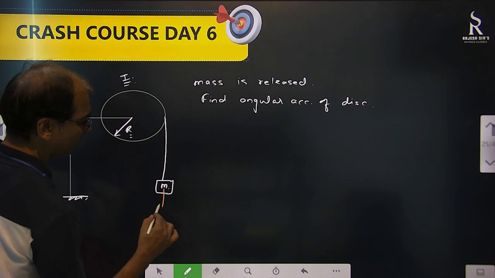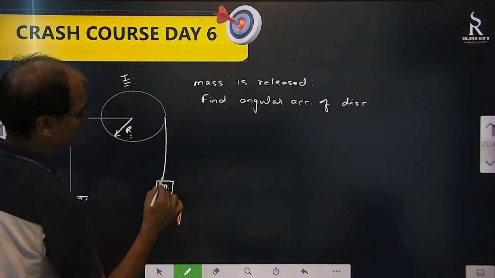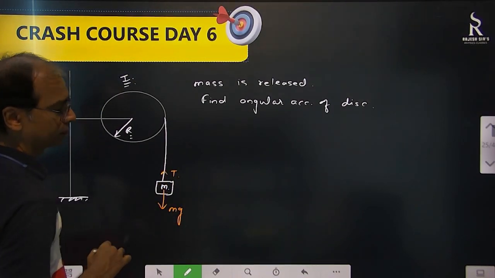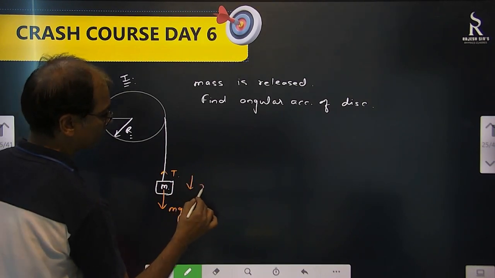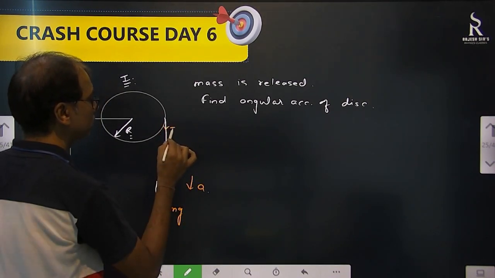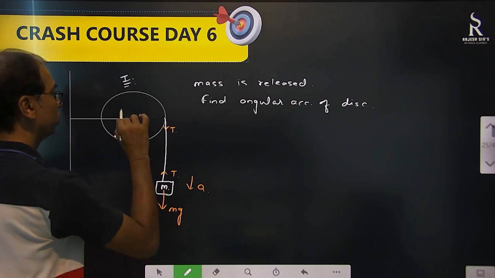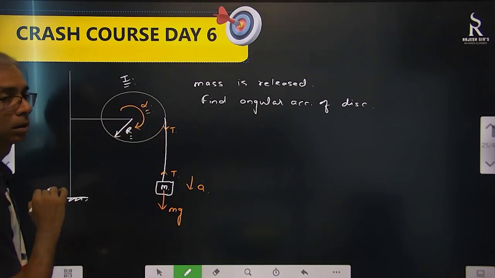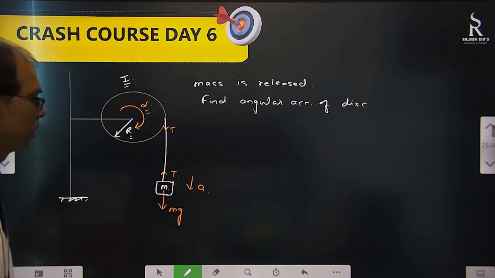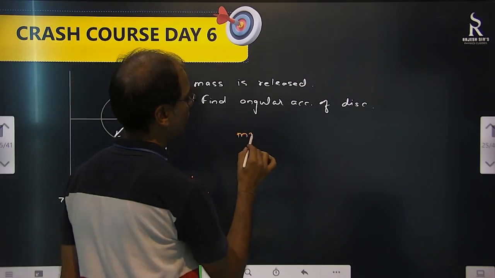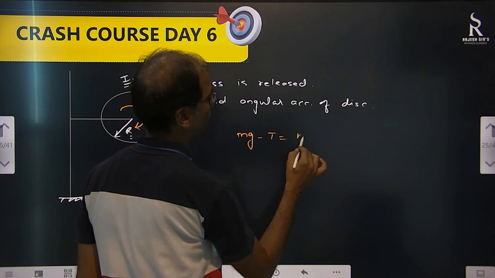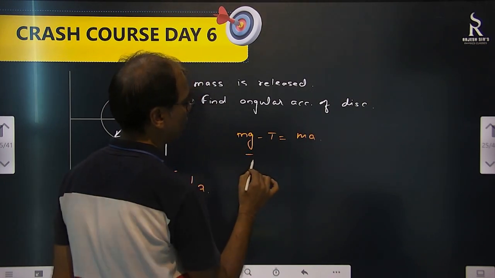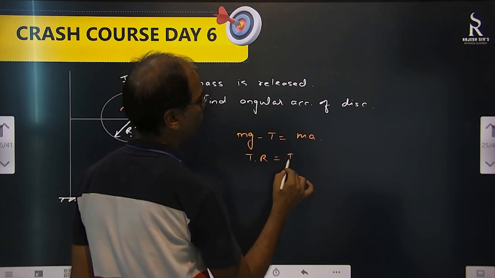We'll start the same way. Same G, T, acceleration. Here is again T, which is going to give it angular acceleration alpha. Okay, let's write the equations first. Say mg minus T equal to ma, and T into R equal to I alpha.